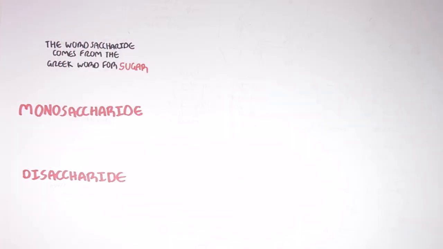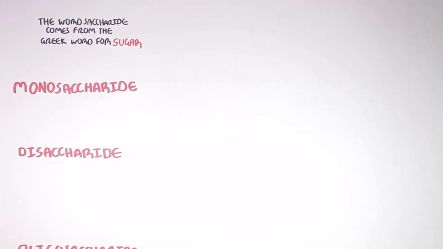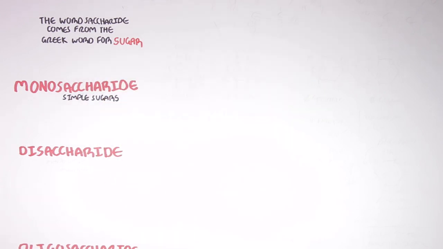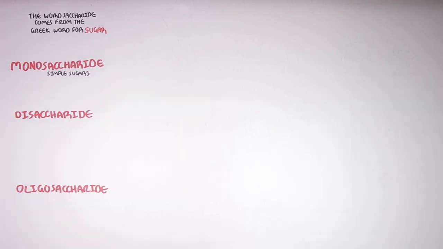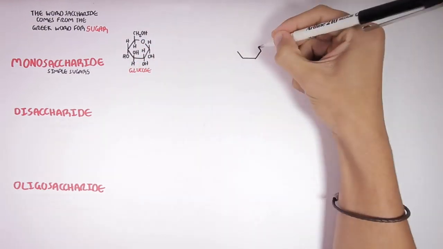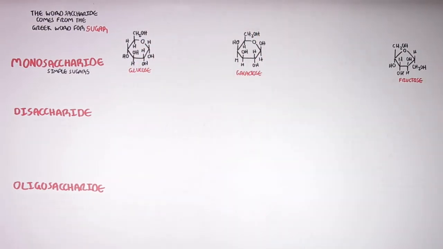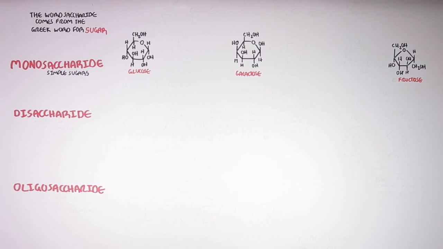Now let us look at each of these types of carbohydrates and learn a bit more about their structure and how they are formed. This is a biochemistry lesson. Let's begin with monosaccharides. Monosaccharides are also referred to as simple sugars, and they are the smallest units that make up any carbohydrate. They are the building blocks. The 3 main monosaccharides in the human diet include glucose, galactose, and fructose. Now these structures may look intimidating, but all you need to know is that they contain carbons, hydrogens, and oxygens.